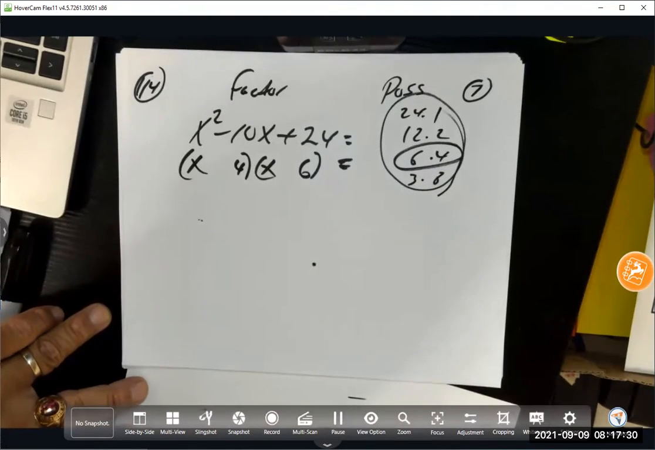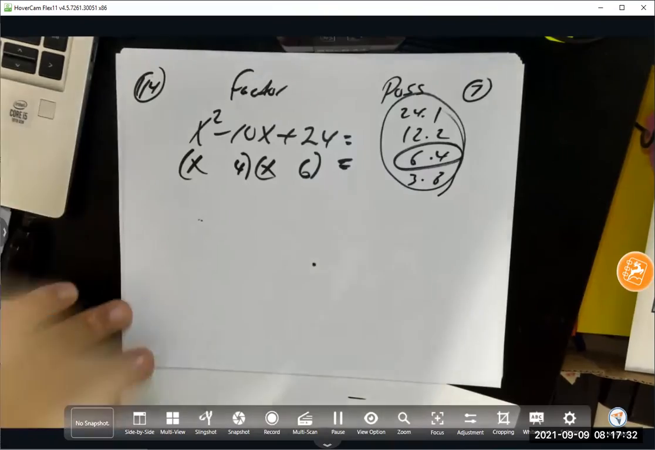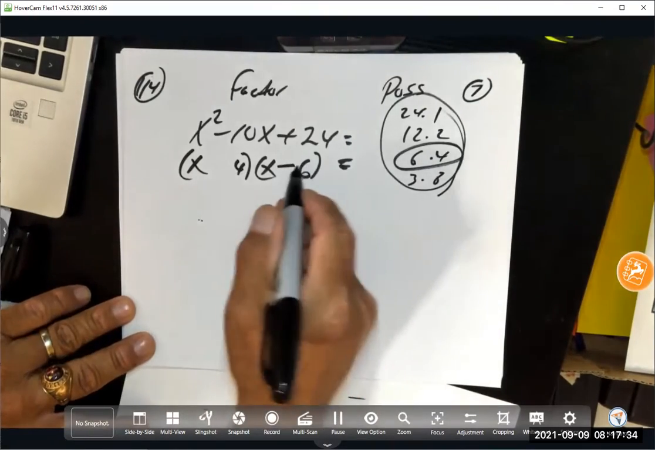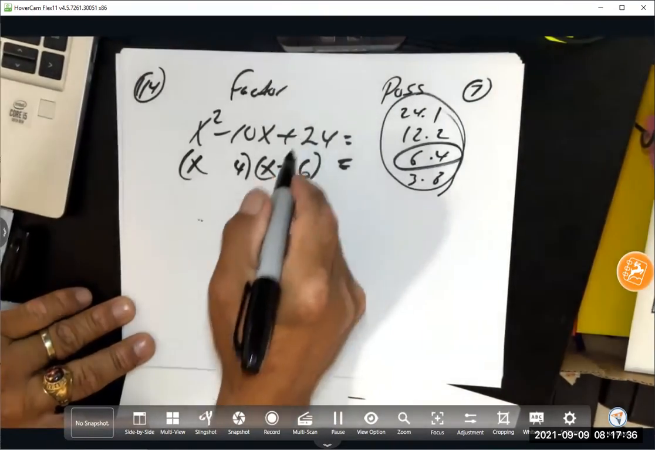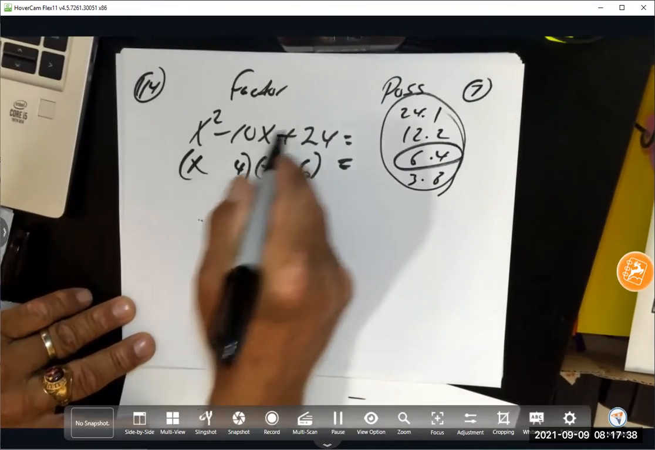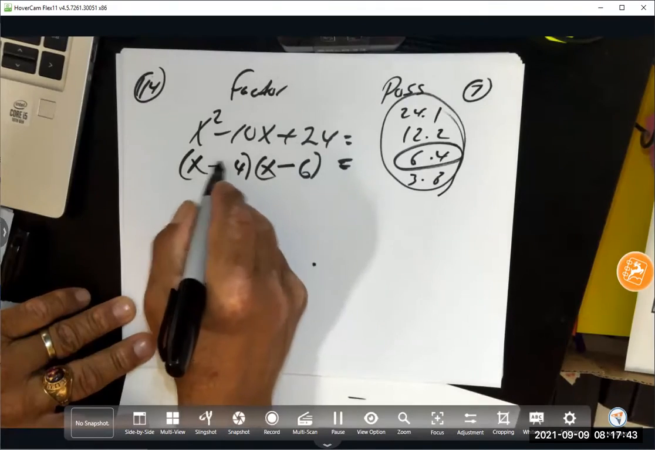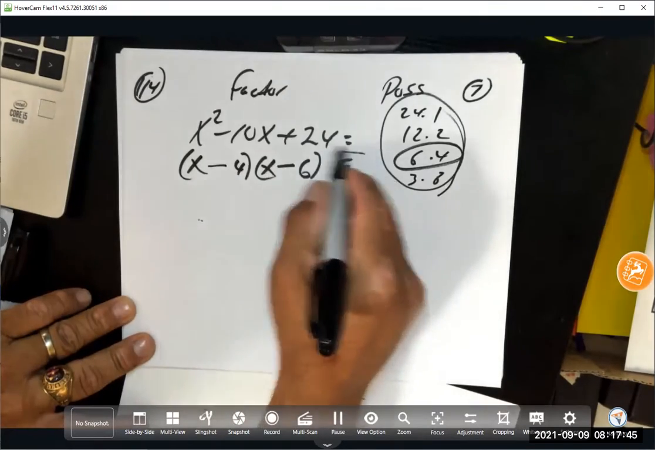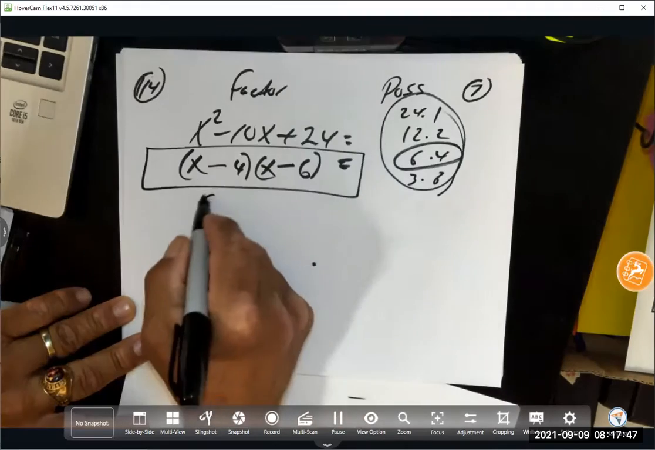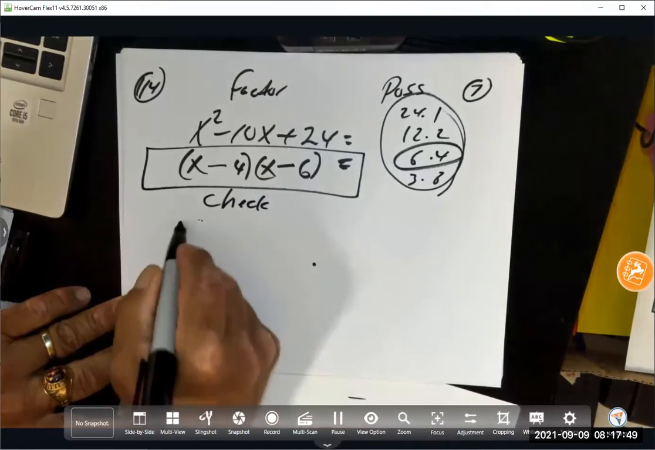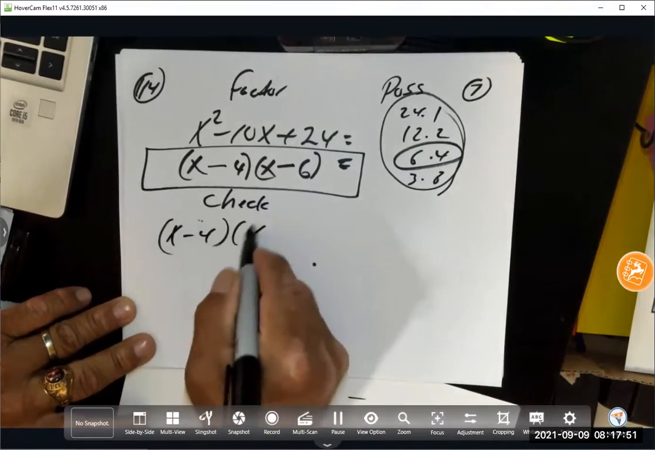There's a minus in the middle. Where's the minus go? 6. Right. And the last times the last is the last. So a negative times what gives you a positive? A negative. So a negative times negative. Okay, so you're saying that this is the answer here, right? Let's check this thing. All right, so you have x minus 4 times x minus 6.